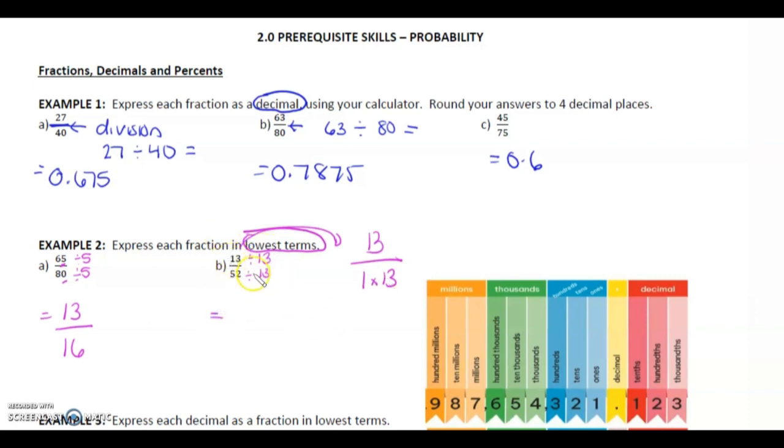Okay, so 13 divided by 13 is 1. 52 divided by 13 is 4. So we get 1/4. Okay, and don't forget what the purpose of this was. We found an equivalent fraction. So 65/80ths is the exact same thing as saying 13/16ths. And 13/52 is the exact same as saying 1/4.